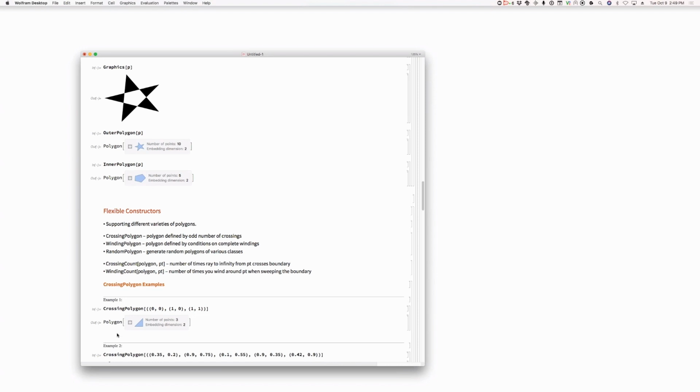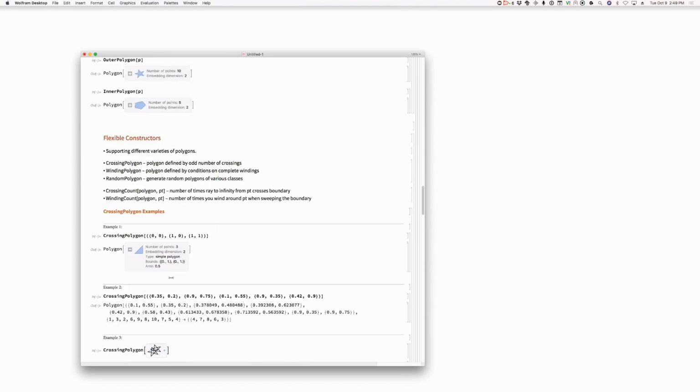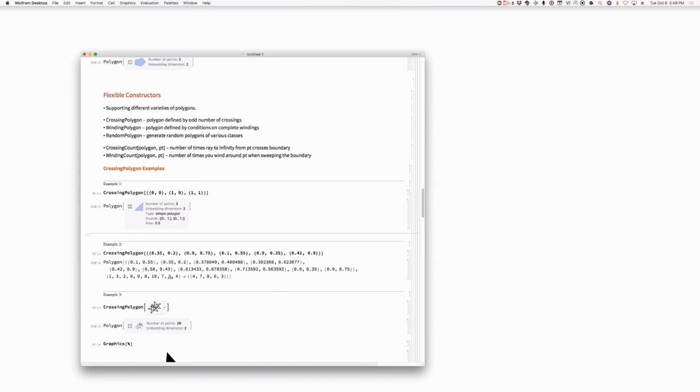Yes, we spent time. So crossing and winding polygon, you should look at them. Those are the two constructions. Remember, I did a presentation last time where we talked about what defines a polygon, what points are in a polygon. So crossing and winding give you a little bit richer set of constructors. They return polygons. Now, a different way is random.